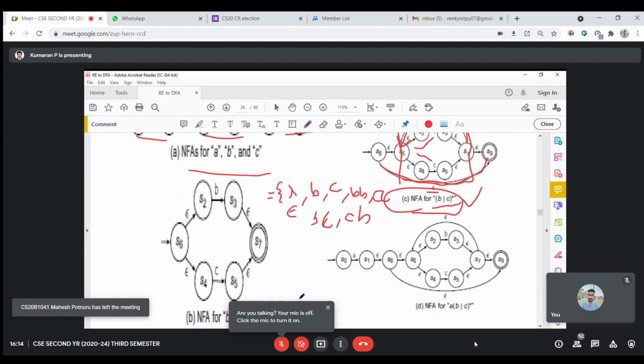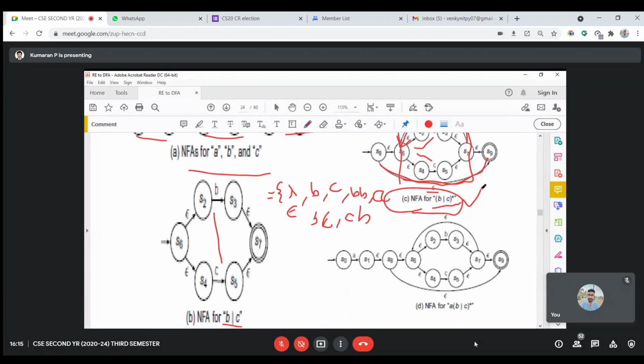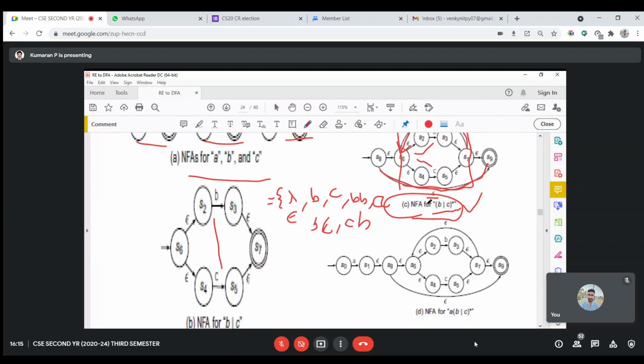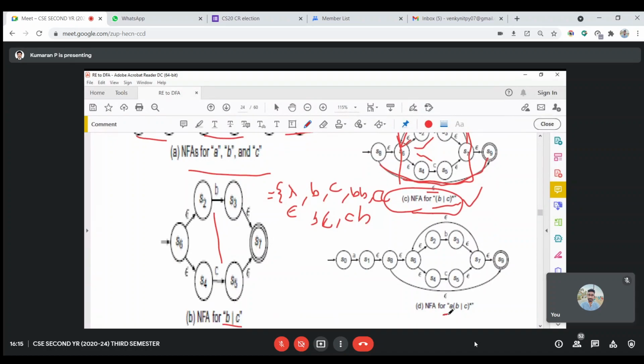So what is B or C alone, that we have already seen. This is only for B or C. This is (B or C) whole star. Now, A concatenated with (B or C) whole star. Here we have three components. All three regular expression operations come into the picture here.